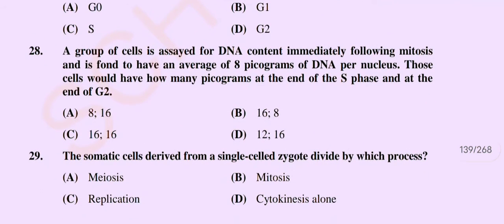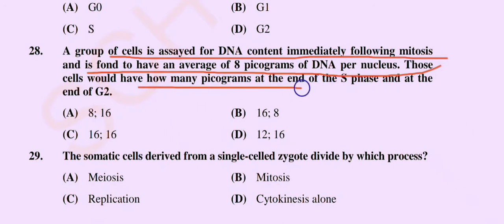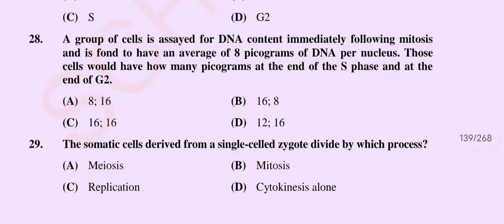Question number 28. A group of cells is assayed for DNA content immediately following mitosis and is found to have an average of 8 picograms DNA per nucleus. Those cells would have how many picograms at the end of the S phase and at the end of G2 phase? Option A, 8, 16; option B, 16, 8; option C, 16, 16; option D, 12, 16. So the correct option is option C, 16, 16.